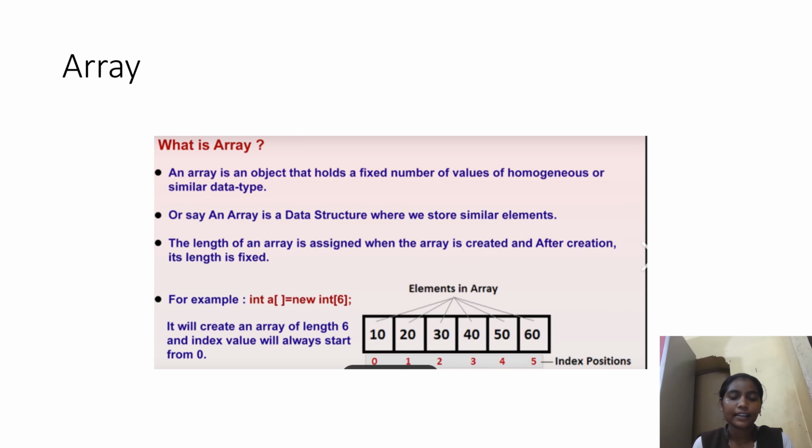For example, int a[] = new int[6]. It will create an array of length 6 and the index value will always start from 0. Now I have taken the values in the array as 10, 20, 30, 40, 50, 60. The index values start from 0, 1, 2, 3, 4, 5. These are the index positions.